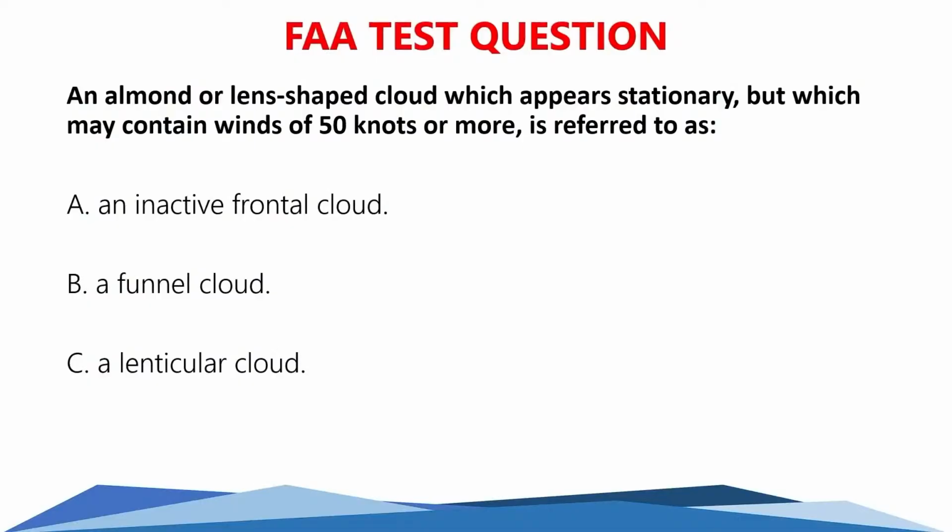So here is your only question dealing with whatever the topic is. An almond or lens-shaped cloud, which appears stationary but which may contain winds of 50 knots or more, is referred to as: A, an inactive frontal cloud, B, a funnel cloud, or C, a lenticular cloud?